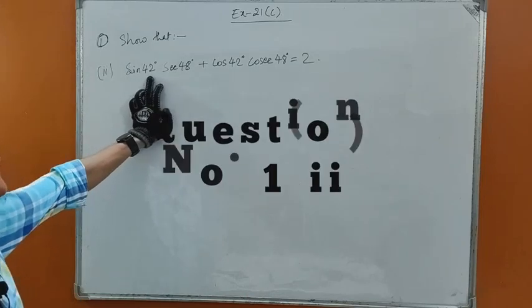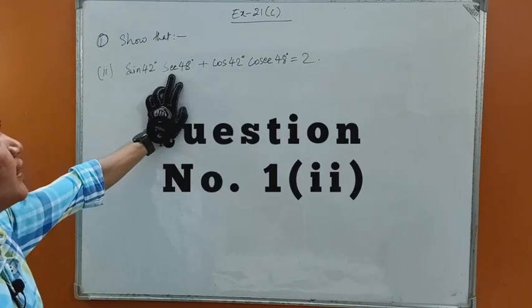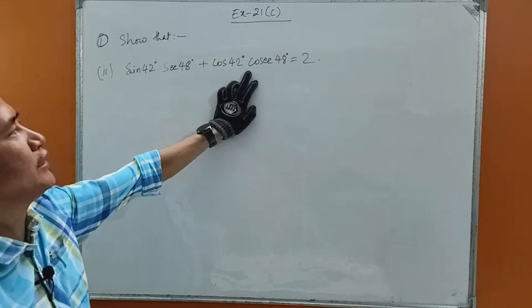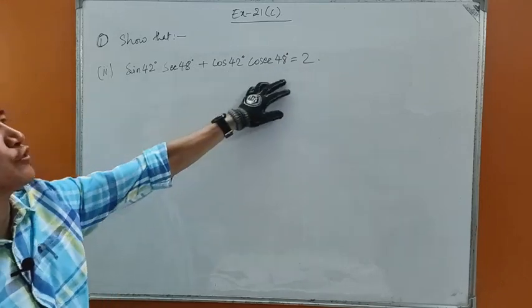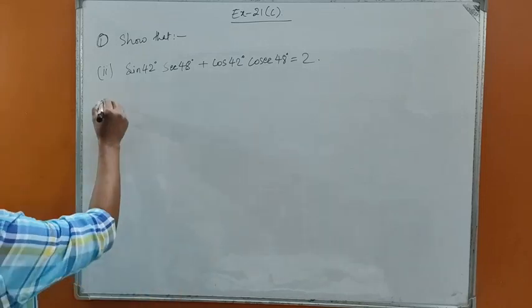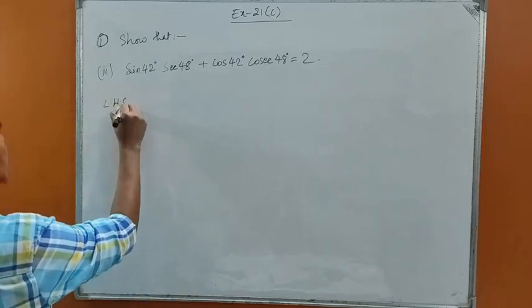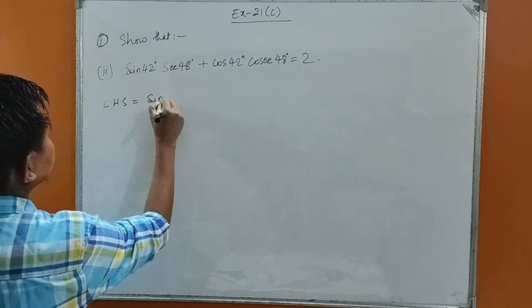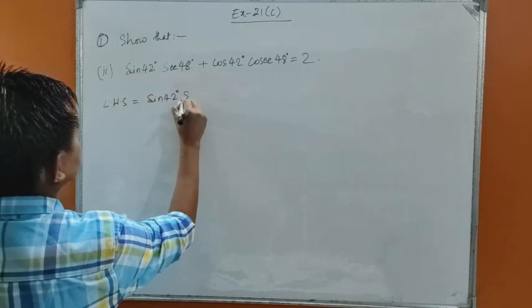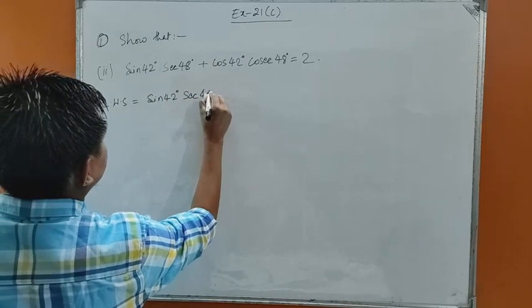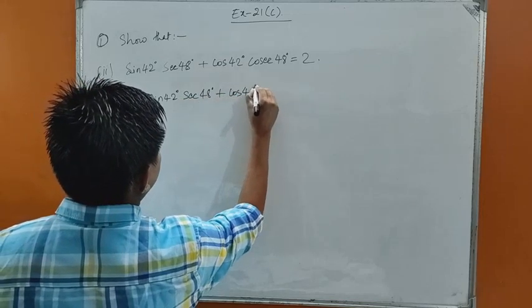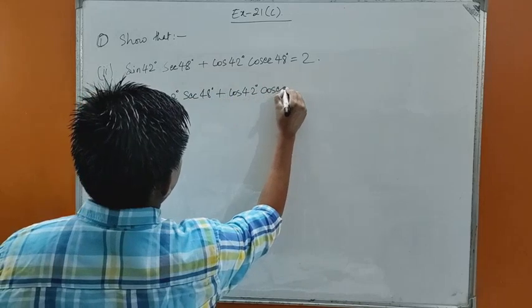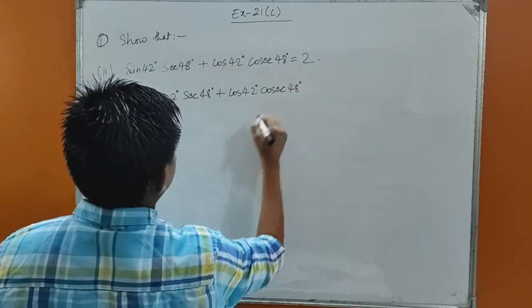So here we have question number 2. Sin 42 degree into sec 48 degree plus cos 42 degree into cosec 48 degree equals 2. We are asked to prove this equals 2. Okay, so let's begin. LHS equals sin 42 degree into sec 48 degree plus cos 42 degree into cosec 48 degree, isn't it?